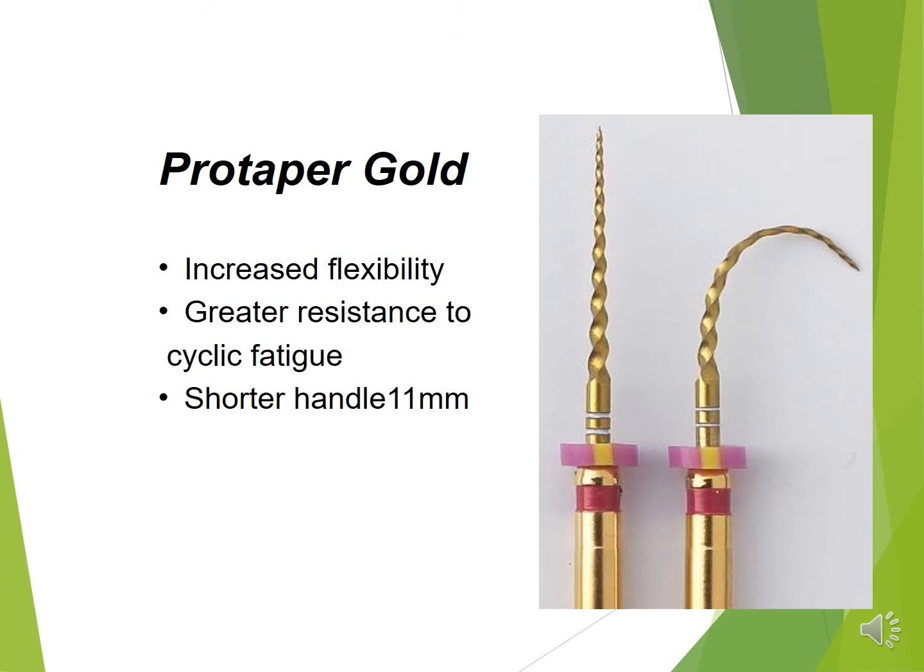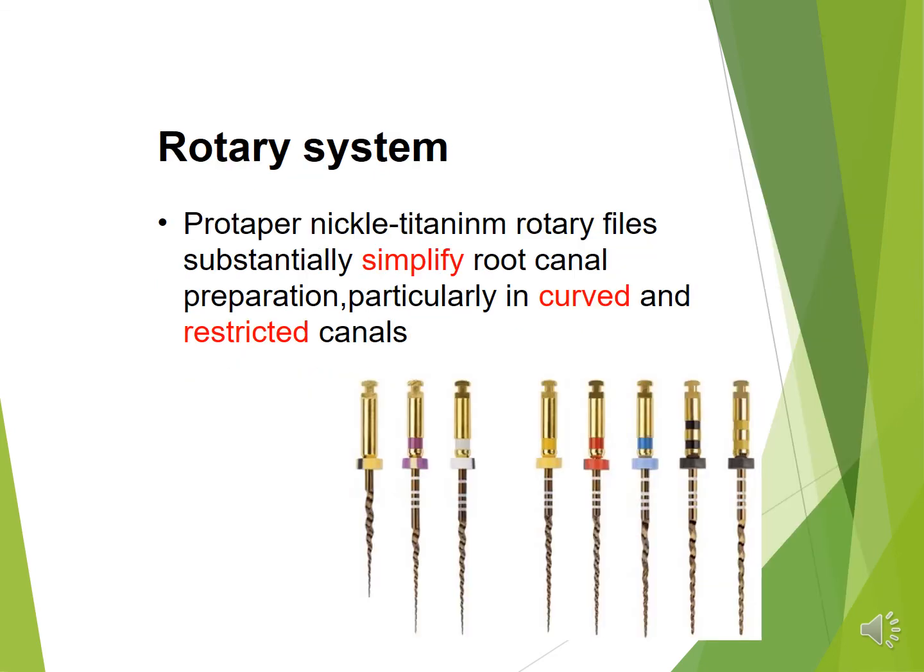So the next modification of Protaper Universal is Protaper Gold. They are gold plated files, which have increased flexibility and greater resistance to cyclic fatigue whenever you're working in curved canals. The shorter handles of Protaper Gold increase the visibility and accessibility into the canals. The rotary system, the Protaper nickel titanium files, substantially simplifies the root canal preparation, particularly in curved and restricted canals.